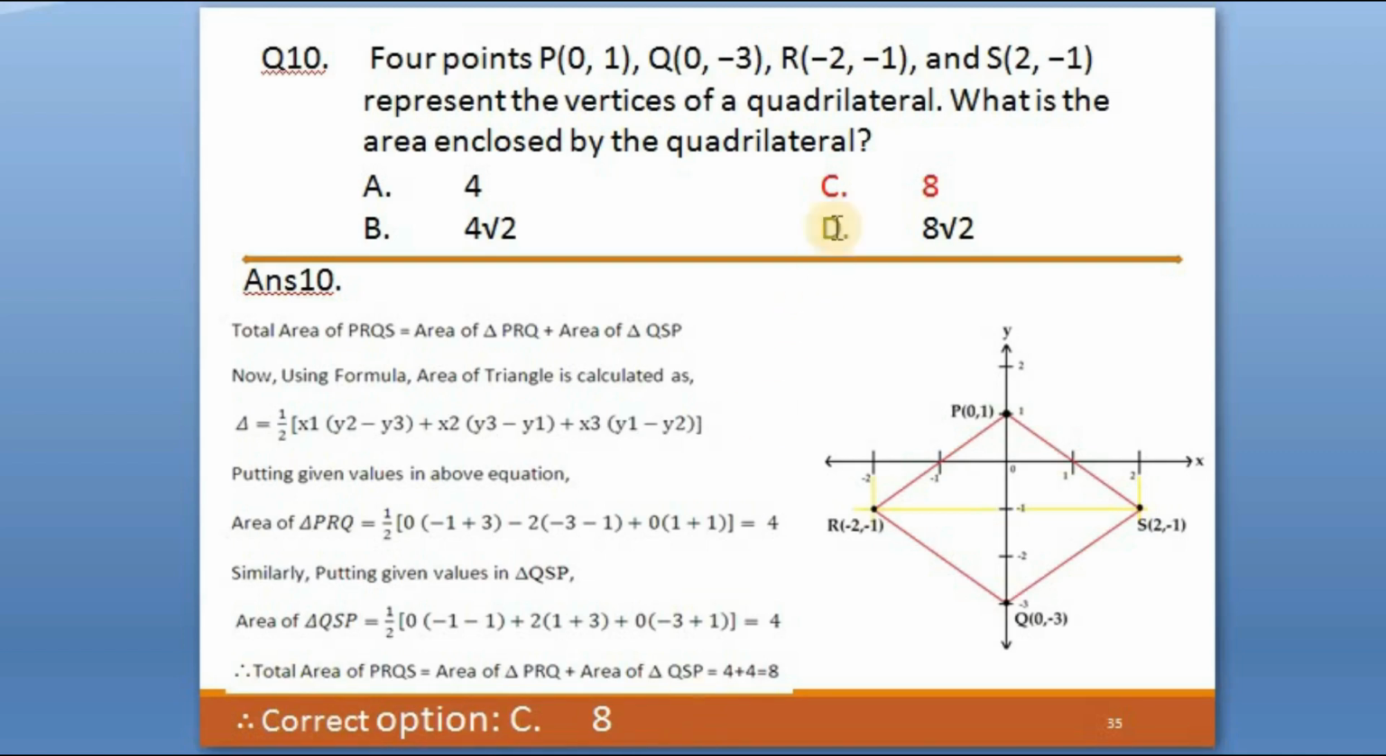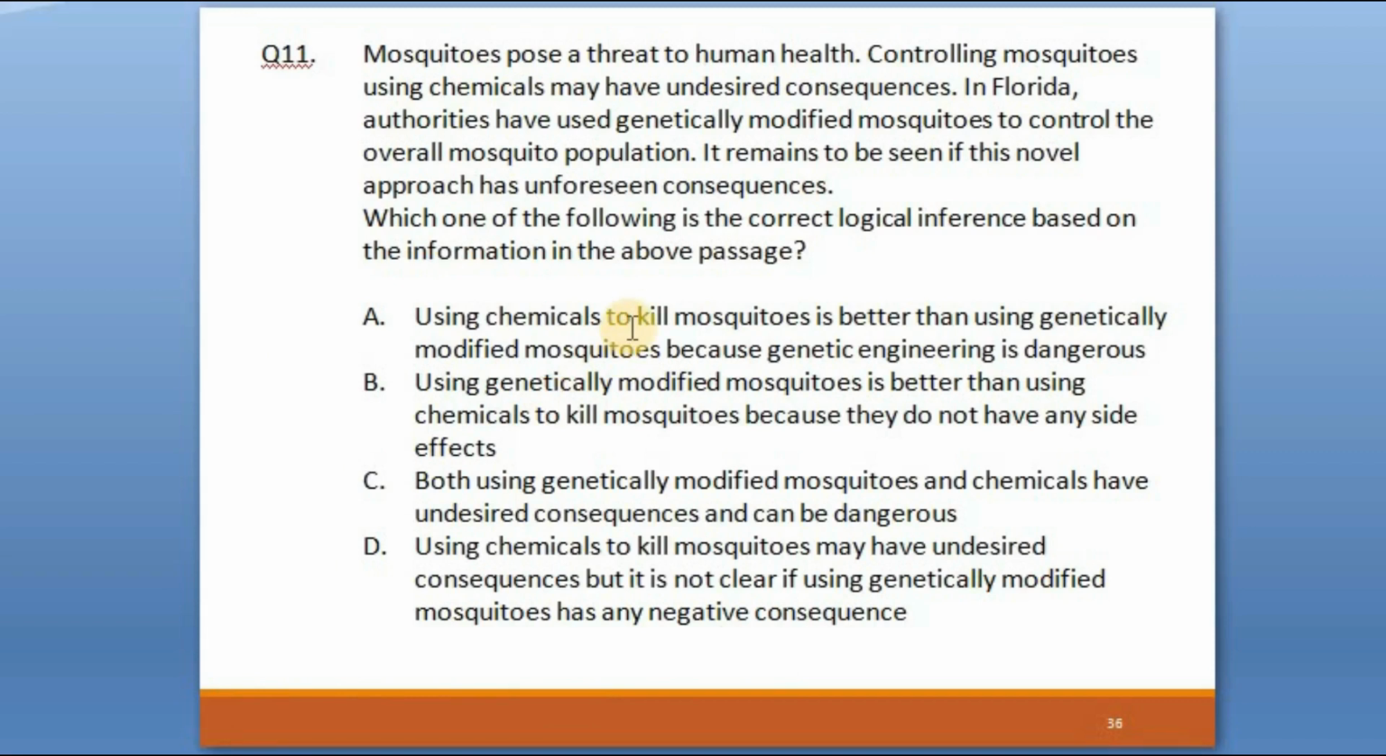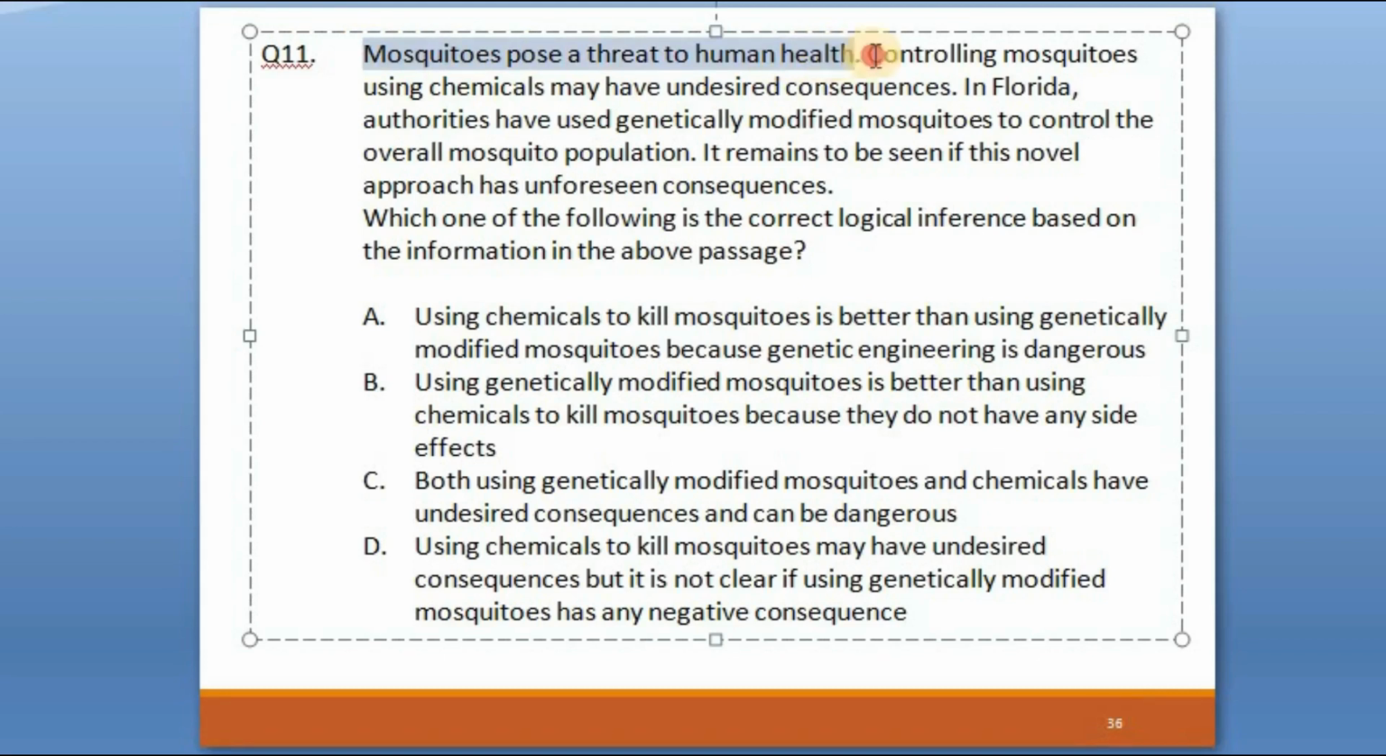Now we will take a few general English questions. They are also asked in the aptitude test. So first question is, mosquitoes pose a threat to human life. Controlling mosquitoes using chemicals may have undesired consequences. In Florida, authorities have used genetically modified mosquitoes to control the overall mosquito population. It remains to be seen if this novel approach has unforeseen consequences. Which one of the following is the correct logical inference based on the information in the above passage?